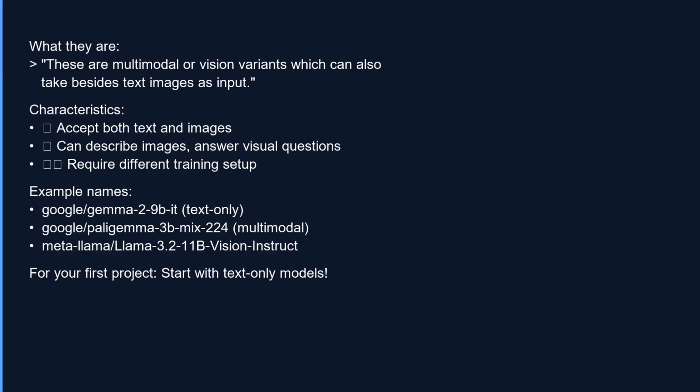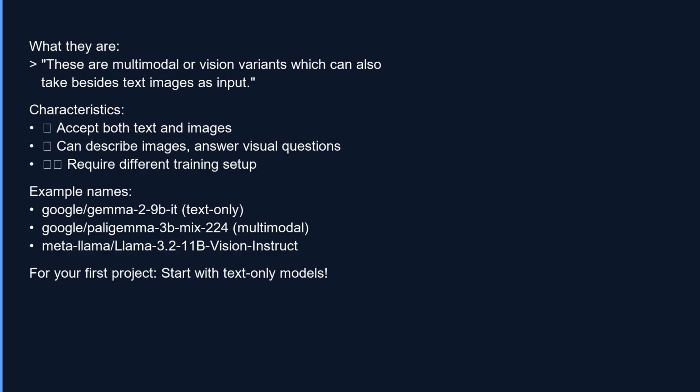What they are: these are multimodal or vision variants which can also take images as input besides text. Characteristics: accept both text and images, can describe images, answer visual questions, require different training setup. Example names: Google, Gemma 2 9B it, text only. Google, PaliGemma 3B Mix 224, multimodal. meta-llama, Llama 3.2 11B Vision Instruct.